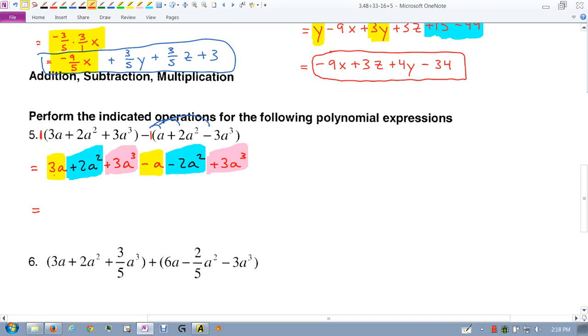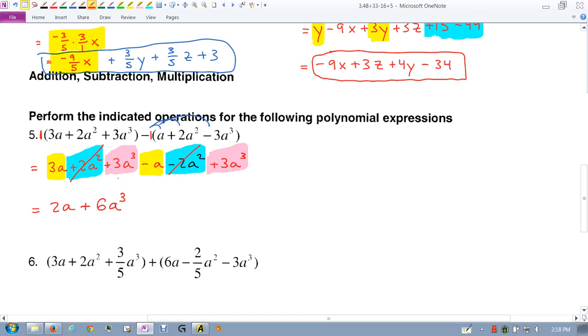You can go 3a. Let's do the a's. 3a minus a. 2 a's. How about the a squareds? They cancel each other out. And then we have 3a cubed plus 3a cubed is 6a cubed.